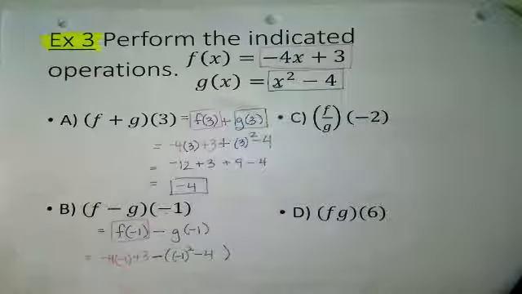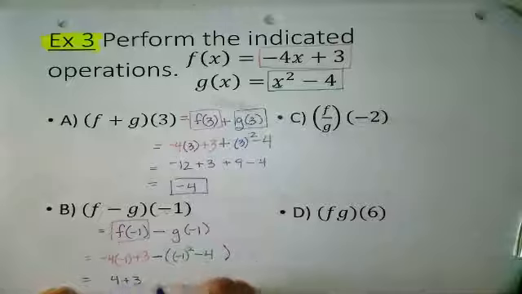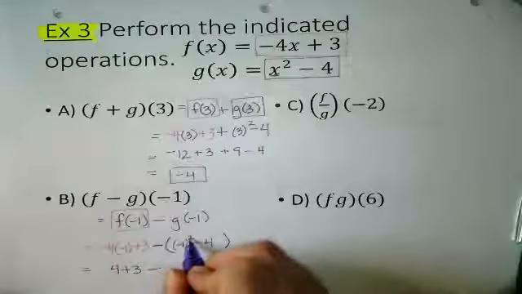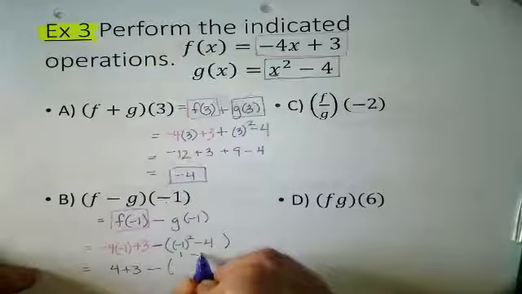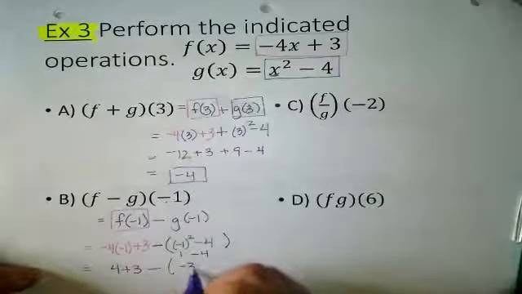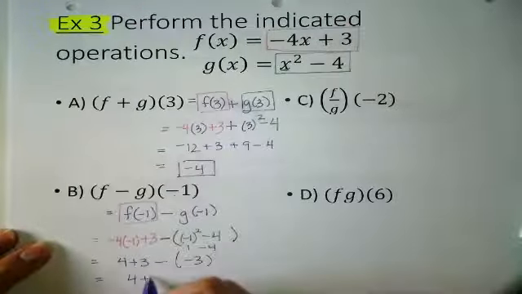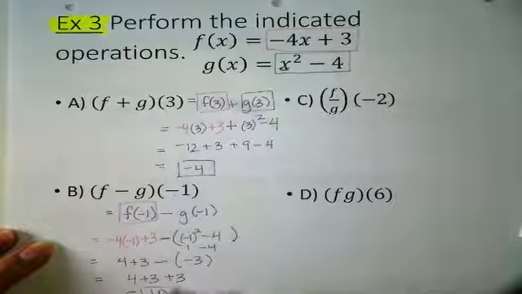So this is in terms of -1 instead of in terms of x. I am going to do this order of operations pretty carefully here. I'm going to go ahead and work inside the parentheses. -1 quantity squared, -1 times -1 is +1. And 1 minus 4 is -3. And so this becomes 4 plus 3, and then here also becomes a plus 3, and we get 10.